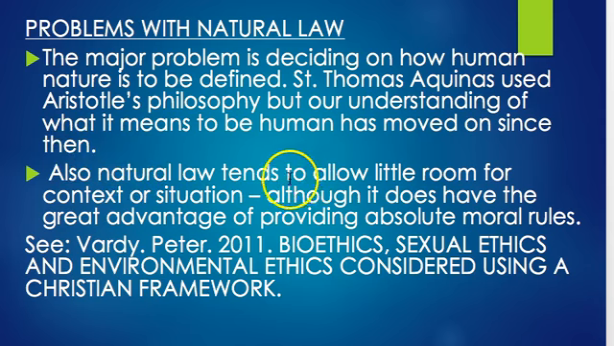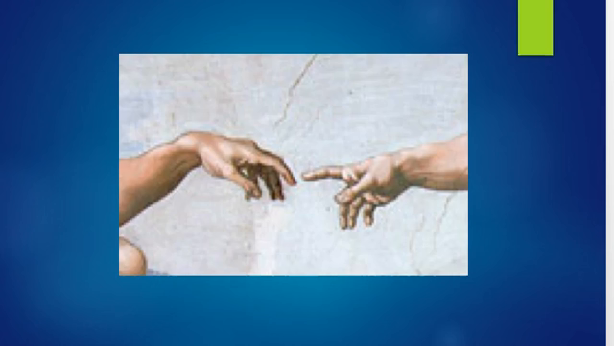Also, natural law tends to allow little room for context or situation, though it has a great advantage of providing absolute moral rules. For example, certain actions are wrong and certain actions are right. This provides some believers with a great sense of security that they might be standing on the right hand of God. However, these moral absolutes might not leave a lot of room for compassion and empathy or any kind of grey area that looks at the context in which that person has sinned.